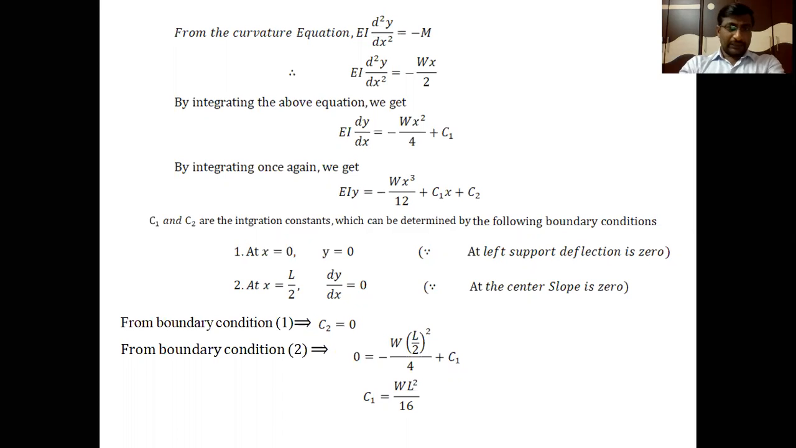Then by integrating once again, we will get on the left hand side EI y is equal to minus Wx cube by 12. So minus W is constant, 4 is the constant, minus W by 4 into x square integration x cube by 3. 3 into 4 is 12 in the denominator, therefore minus Wx cube by 12 plus C1 into x plus C2, the second integration constant. So these are the two equations to calculate the slope and deflections including constants of integration. Okay.